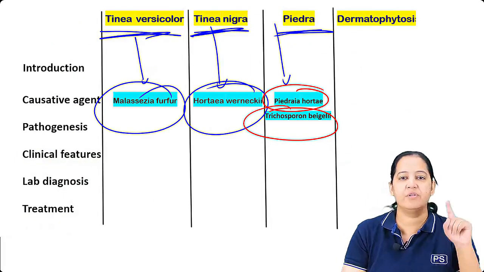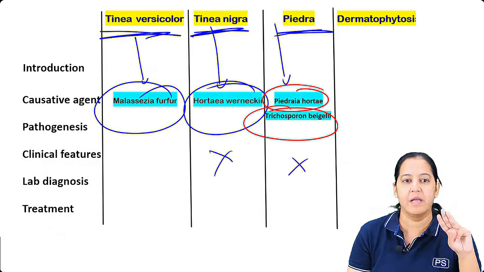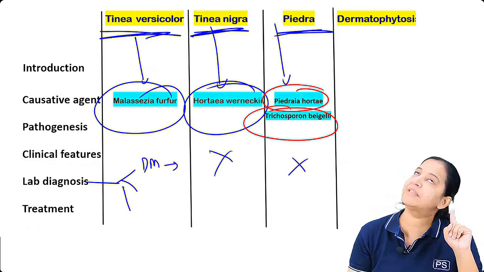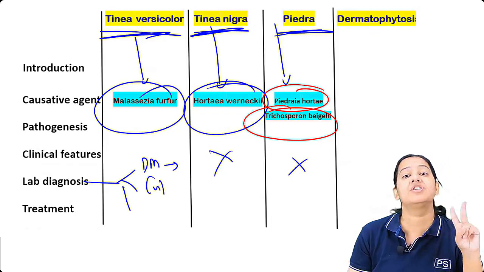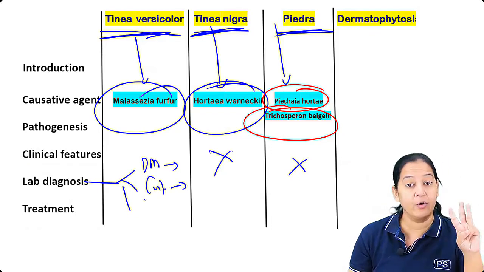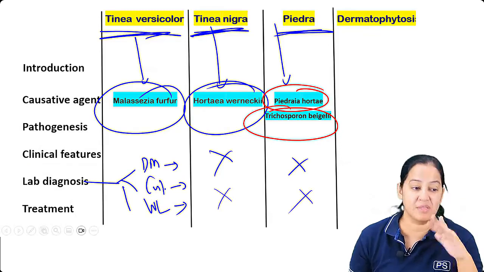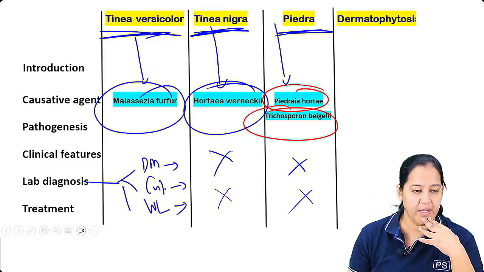So here, we don't have diagnosis. But there, we have three ways of diagnosis, as I told you. Direct microscopy shows spaghetti and meatball appearance. Culture shows fried egg colony. And wood lamp shows fluorescence. But here, we don't have any important lab diagnosis that I should tell you. Okay, got it? Okay, nodule is irregular in Piedra.